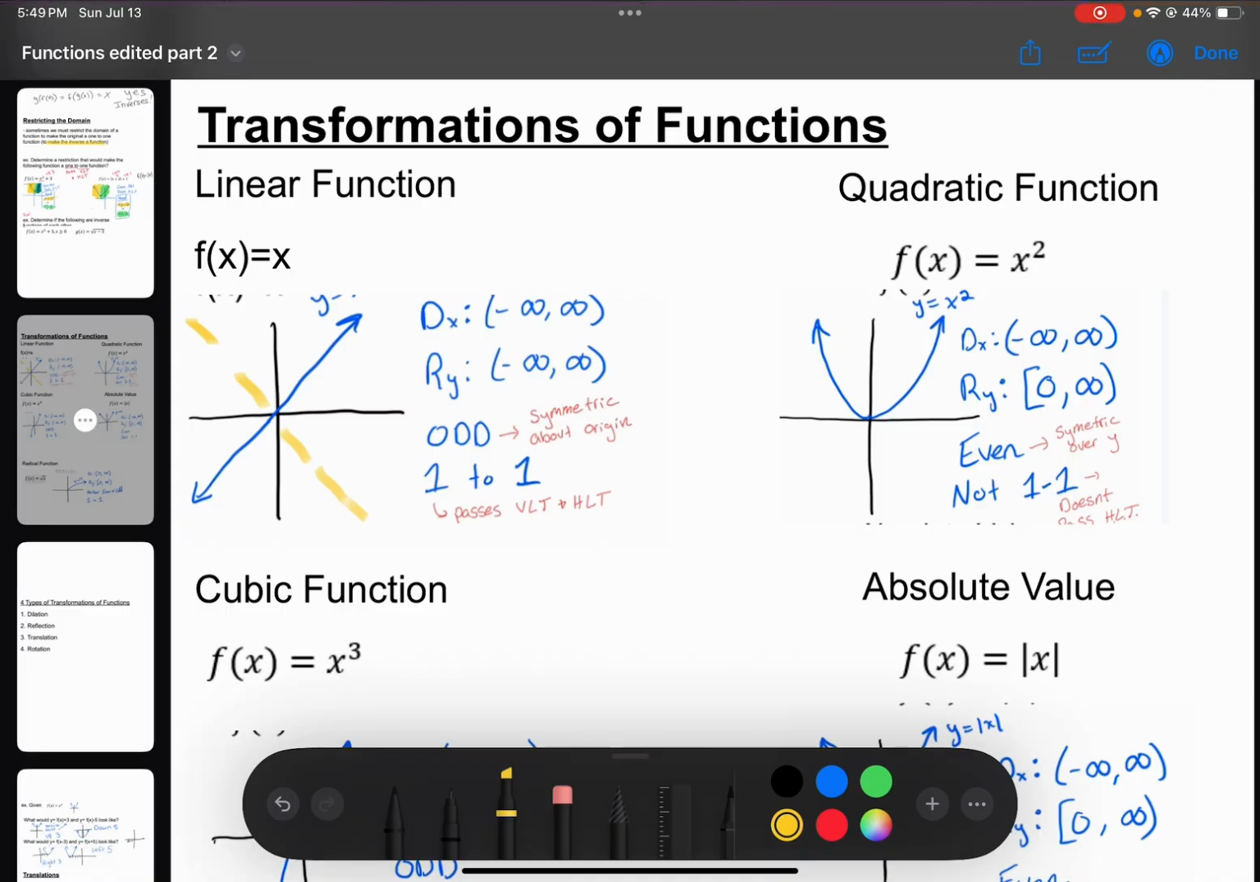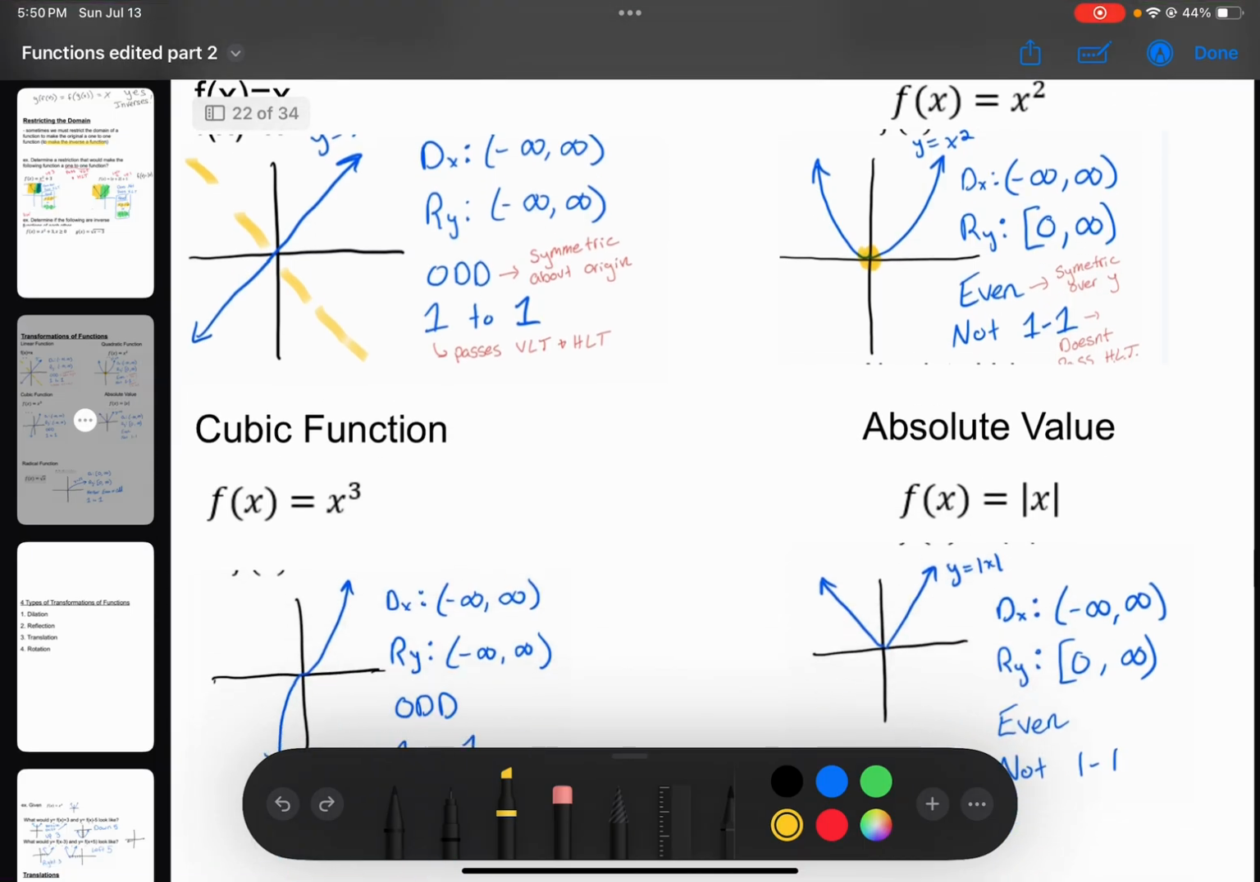It's just a U shape over the vertex here, passes through the origin. So all the way to the left, it goes all the way to the right. Domain is negative infinity to infinity. The furthest down we have is 0, so the range is 0 to infinity. It's even because it's symmetric over the y-axis, and it's not considered 1-to-1 because it would not pass the horizontal line test. If we drew a horizontal line, it would hit it twice, so not 1-to-1.